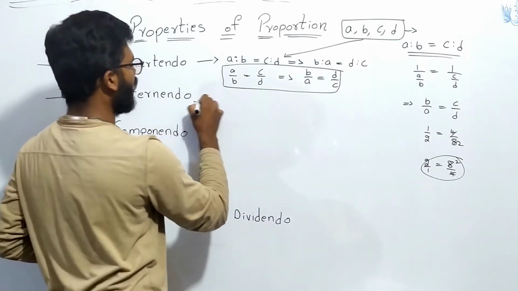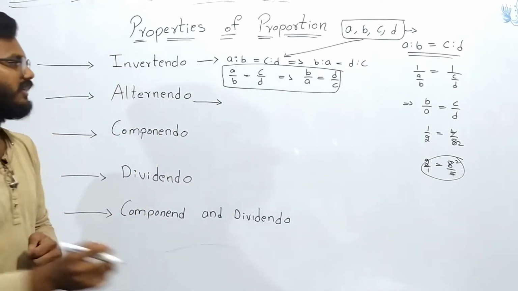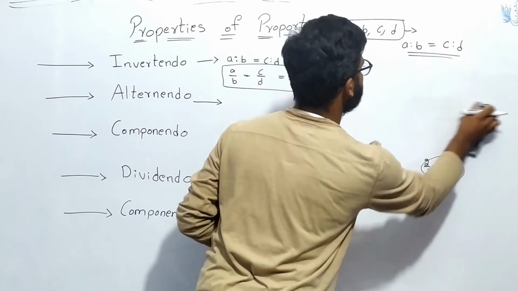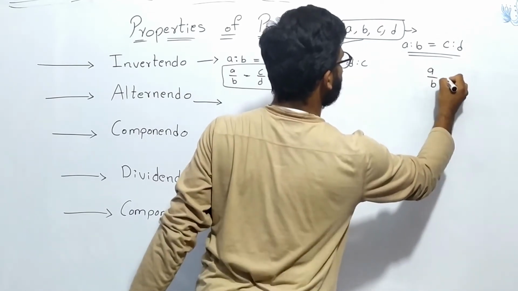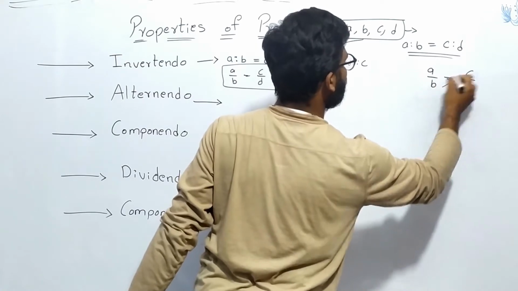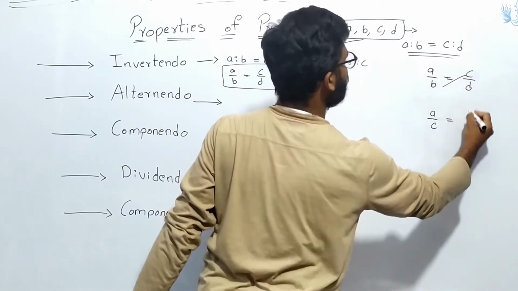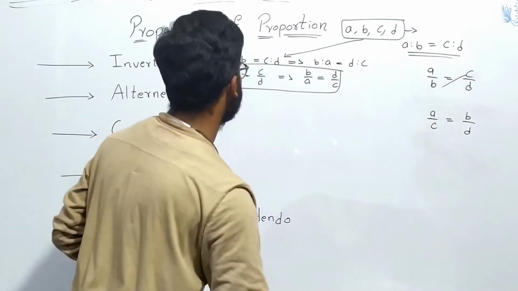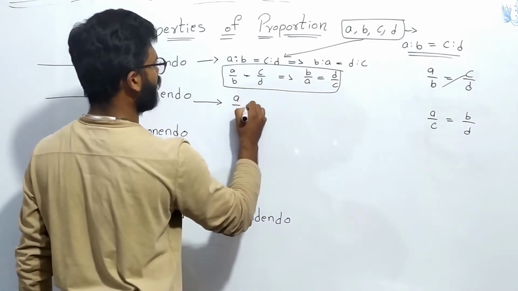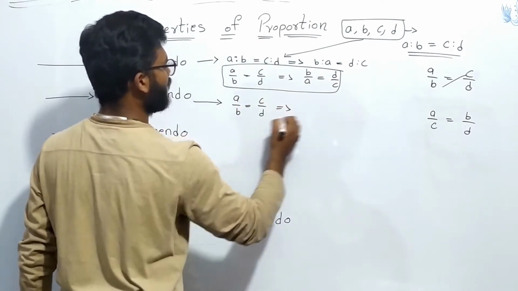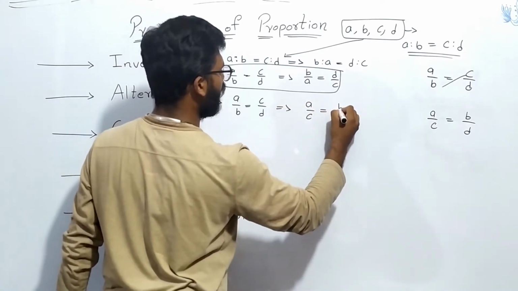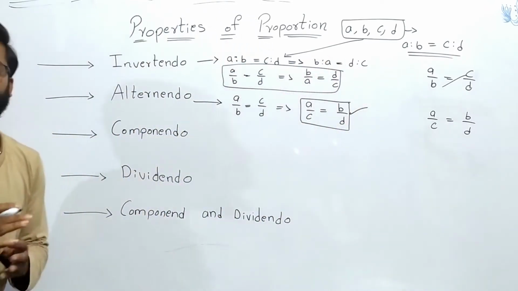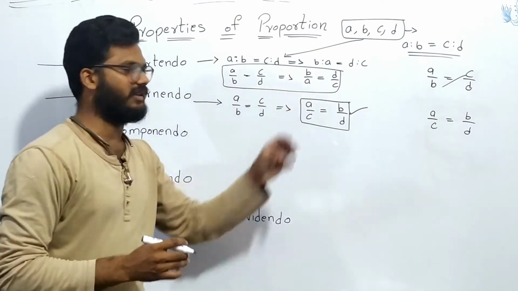In the same way, what does alternando tell? See, if A by B is equal to C by D, then if you cross multiply, A by C is equal to B by D, since B goes to the other side and multiplies. So if A by B is equal to C by D, you can say A by C is equal to B by D. This we call the alternando property. From this, you can write this directly.